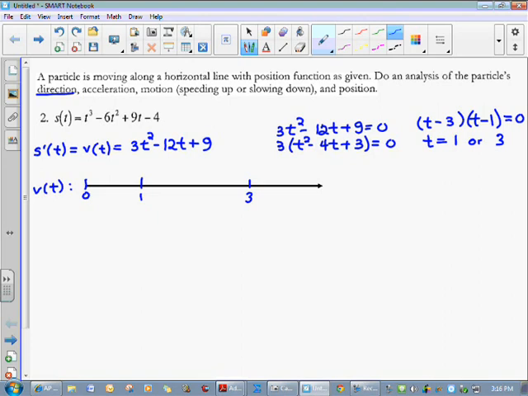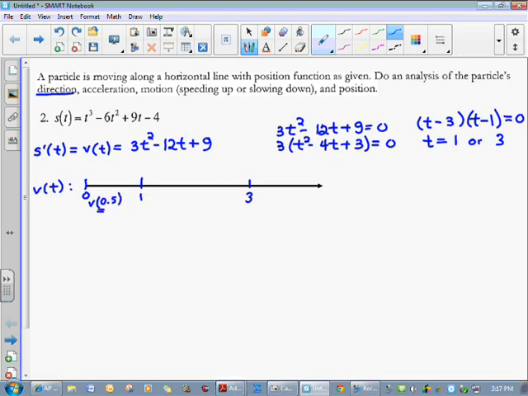Now, we know that this particle starts its motion at time 0. We know that it stopped at time 1 and time 3. We want to know what the velocity is doing in between those times. It is very easy to do a quick test value, picking some value between 0 and 1. Probably 0.5 would be about as good as any value that you could come by.